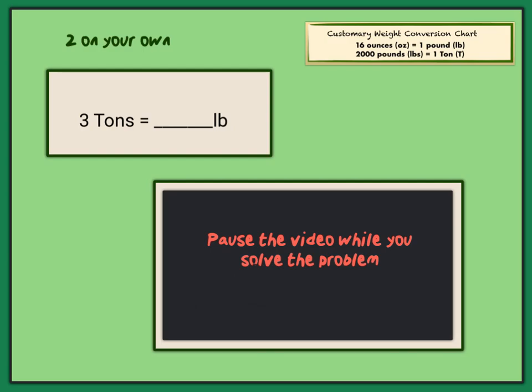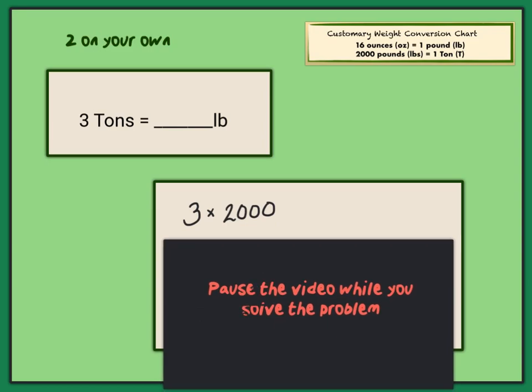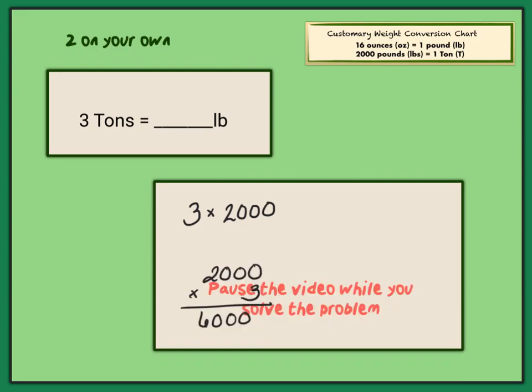Okay, hopefully you had a chance to pause the video and to solve the problem. We are going to go over it at this time. So here I have my 3 tons, and I know there are 2,000 pounds in each of those tons. So I'm going to be multiplying 3 times 2,000. And when I do that, I'm going to get my answer of 6,000 pounds. Hopefully you got that correct. Let's try another one.